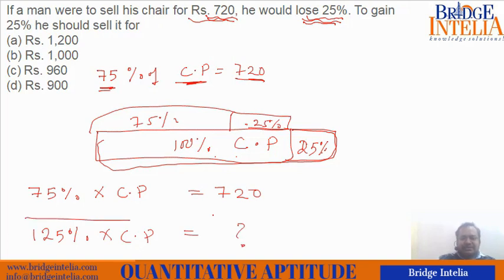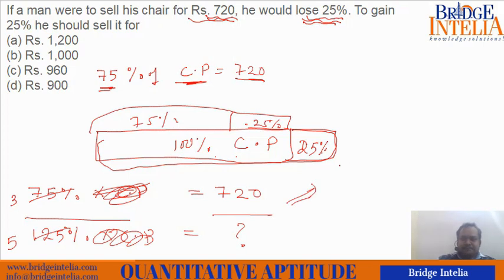Now you can divide this. These numbers will be in proportion. So if 75% of something is 720, what will be 125% of the same number? So proportionality: 75, 125, so 3 upon 5. So the missing figure is equal to how much? 720 into 5 by 3. So this is 240, so 1200. So 1200 is the correct answer.